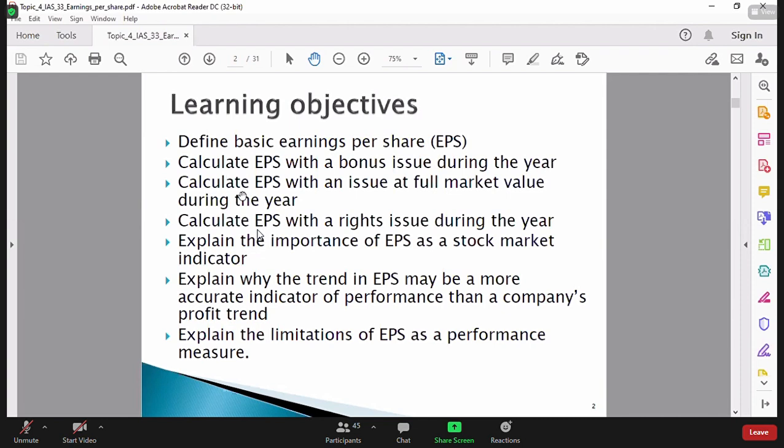And then you are to calculate EPS with an issue at full market value during the year. Now what happened, okay, we have a full year, which is usually 12 months. But what happened when you have an issuance in the middle of the accounting year? What you should do? Tiba-tiba you ada issuance dekat tengah-tengah. Let's say the accounting period started from January to December, but you have a new issuance in March ataupun June.